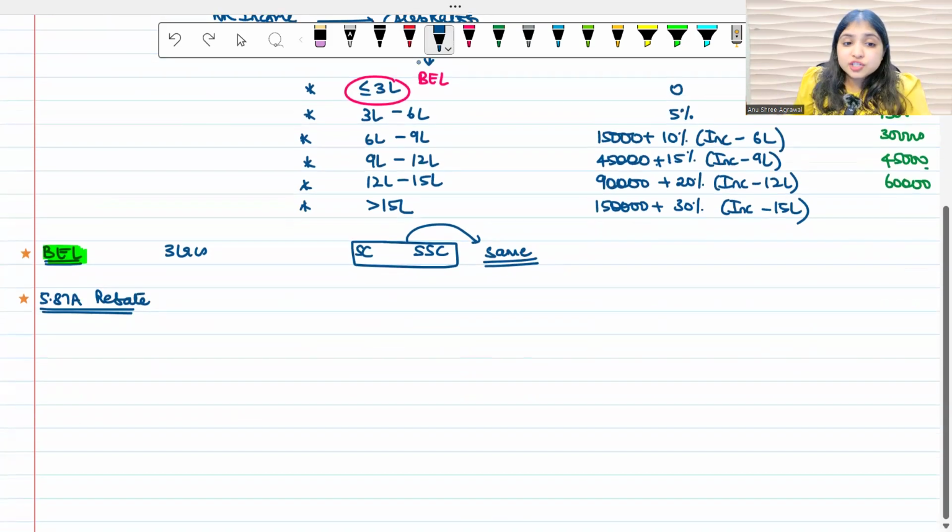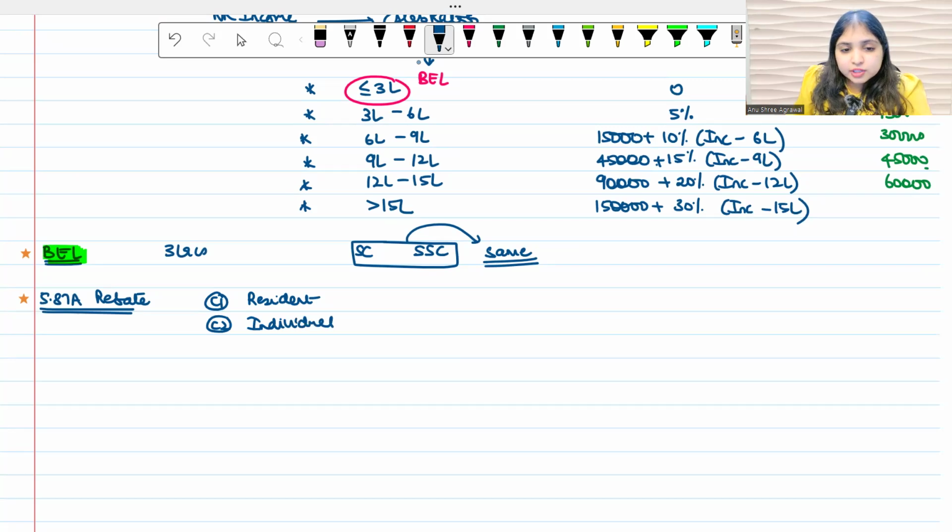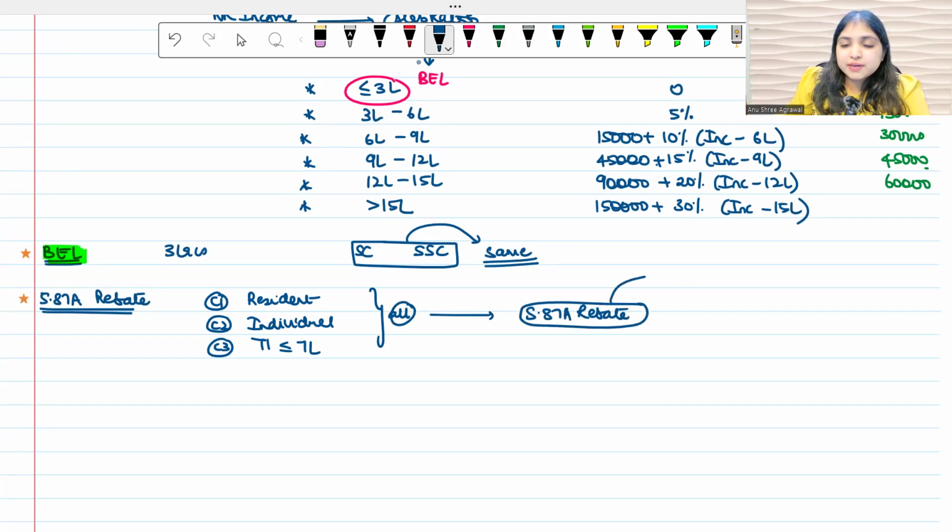Your conditions are: condition number 1, the assessee has to be a resident. Condition number 2, the assessee has to be an individual. And condition number 3 is that the assessee's total income has to be within 7 lakhs. If all these conditions are fulfilled, then you will get section 87A rebate. But in that case, maximum 87A rebate, how much you can get? The maximum 87A rebate is rupees 25,000.